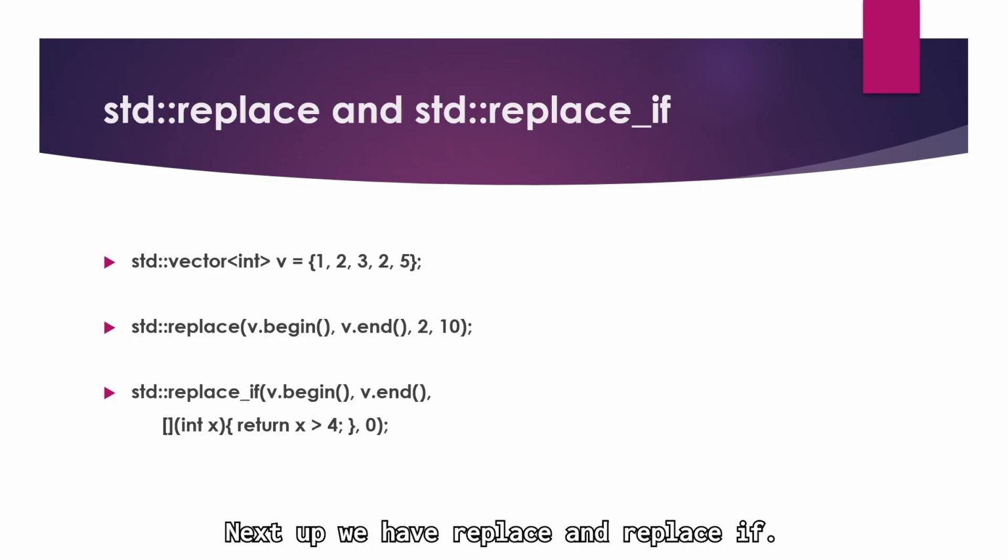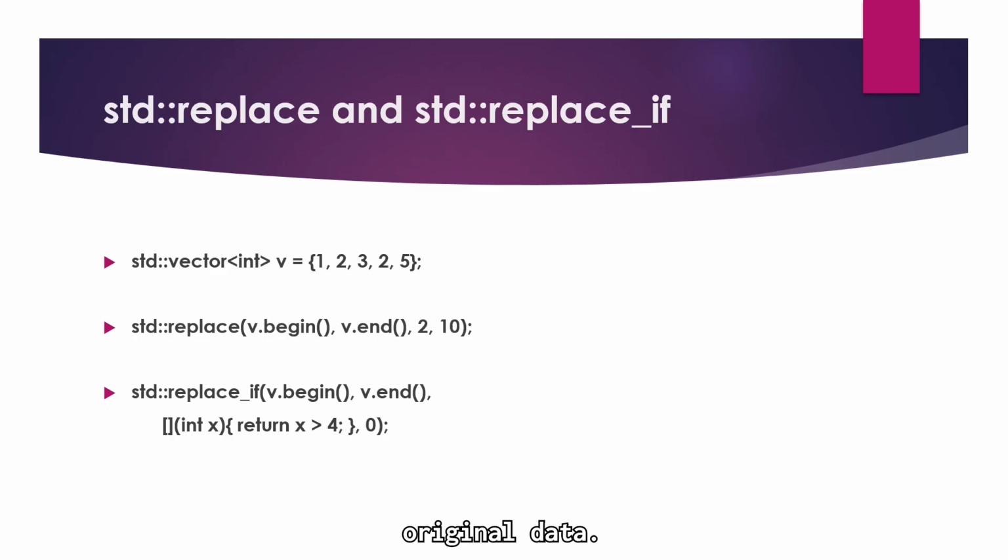Next up, we have replace and replace_if. These algorithms are perfect for bulk transformations, changing every occurrence of a specific value or every value that meets a condition. For instance, suppose we want to replace every 2 in a vector with 10. Replace does this efficiently. But what if the rule is based on a condition, like replacing all values greater than 4 with 0? Then we turn to replace_if, passing a predicate function that defines which values qualify. Again, these changes are made directly to the existing container, so be mindful if you are working with constant iterators or need to preserve the original data.